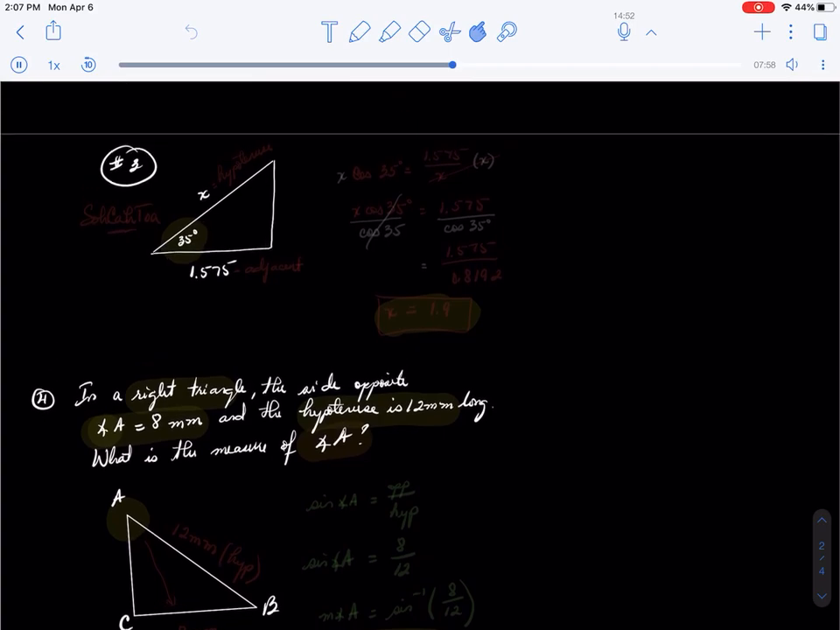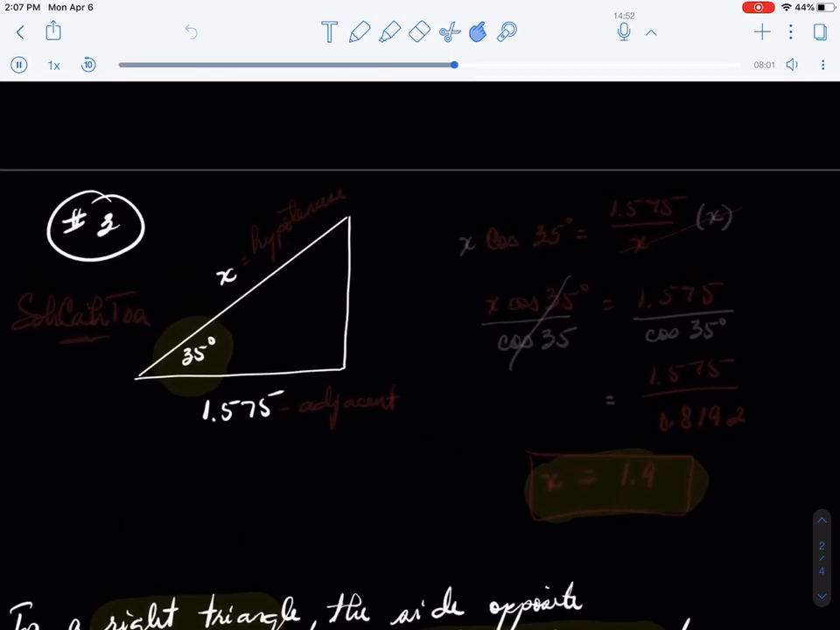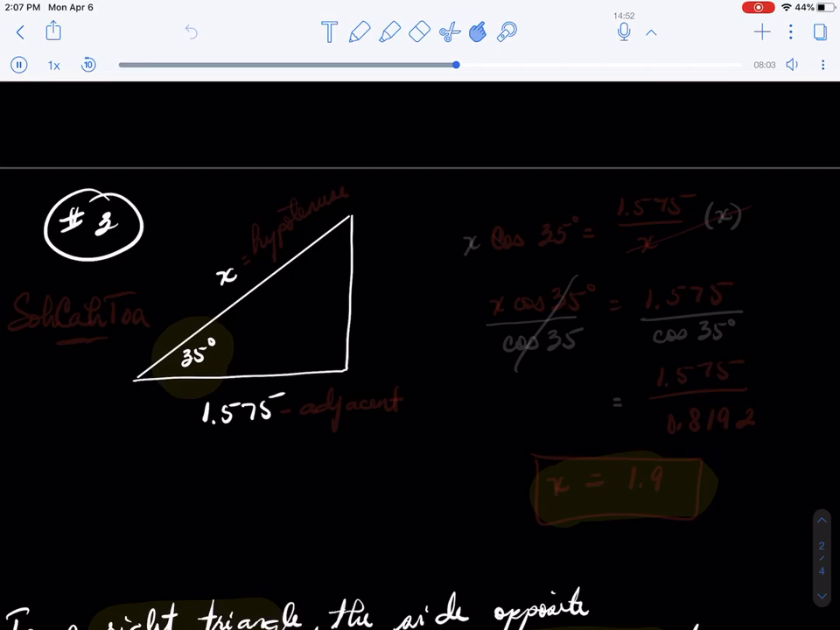Okay, for these questions, they ask you to find the hypotenuse. The first thing you need to look at is which angle we are talking about. We're talking about this angle, meaning this is the adjacent side. That is my hypotenuse. Okay, so that's what you need to be able to identify.